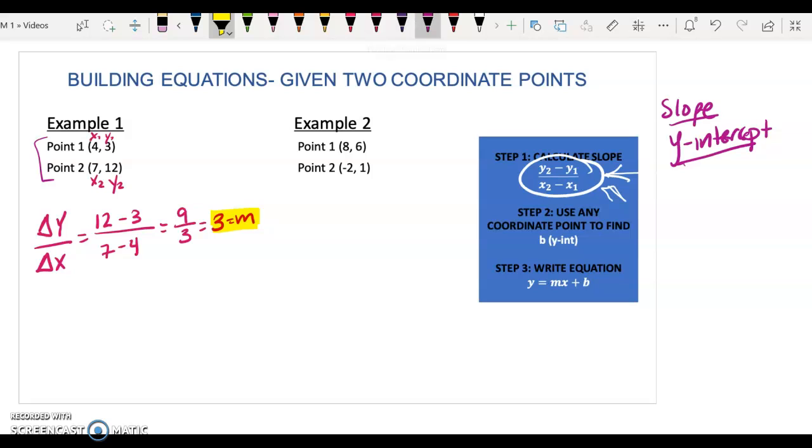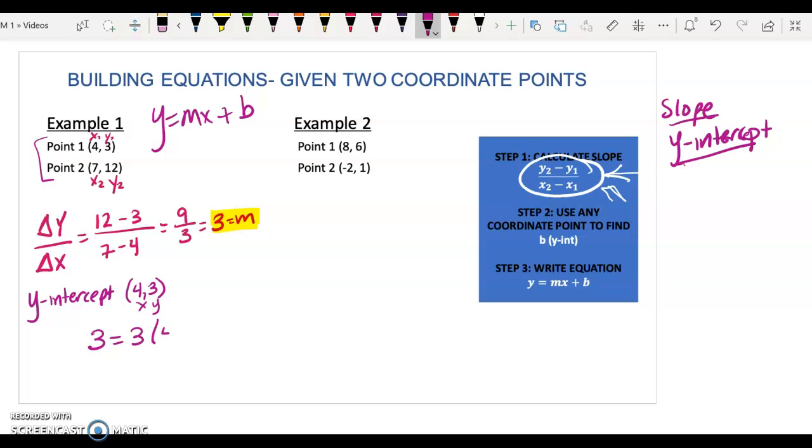Now I need to find my y-intercept, and I'm going to do just like I did up above when I was given a point and a slope. So the point, let's just use the first one, 4, 3. We plug that in as just the x and the y in our y equals mx plus b. Remember, y equals mx plus b. And from here, we're going to plug in the y, which is 3, equals m, which is 3, times the x, which is 4, plus b. This is 3 equals 12 plus b.